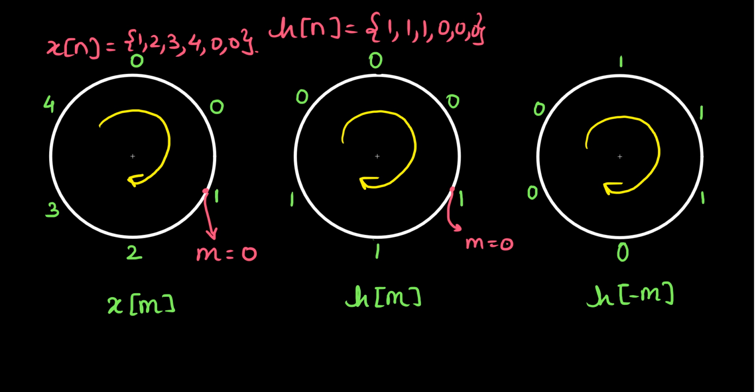Now once we represent this x of n and h of n in circular fashion, we need to flip this h of m in a circular fashion. So the one which was here will now be shifted here, and the one which was here will now be available here. So we need to have a circular flipping for h of m. So we have this x of m and we have this h of minus m. Now once we have these two things, we need to shift this h of m one by one unit in the increasing direction of m.